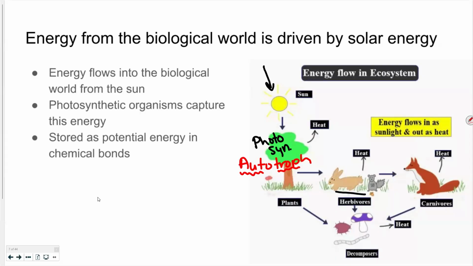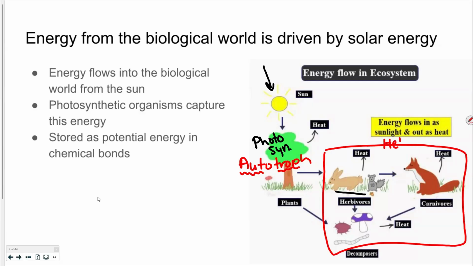Everything else in the ecosystem are heterotrophs, because they have to eat other organisms for their energy.